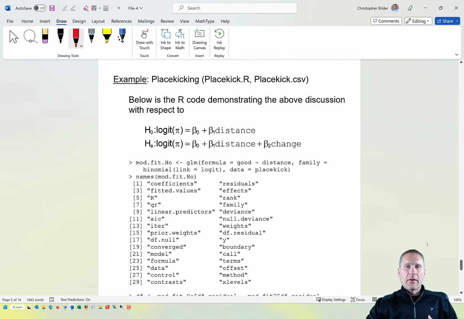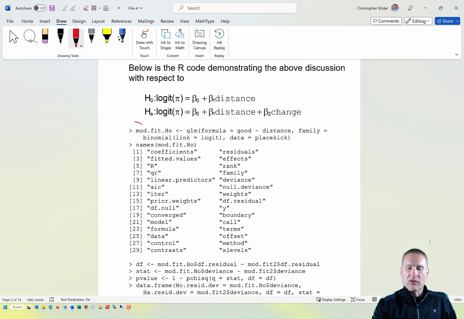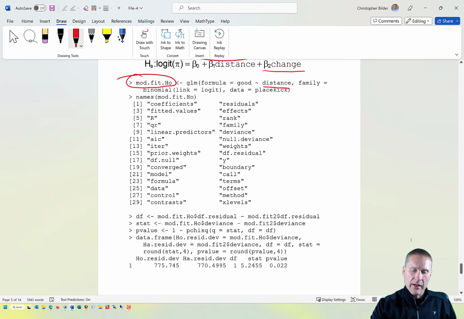For this particular example, I want you to take a look at it on your own. It tries to illustrate some of the concepts that I was just talking about, where I estimate a model here that has distance in it. This is my null hypothesis model. And then I have an alternative hypothesis model that has change. What I try to do in this particular case is extract the residual deviance from the full model and the reduced model fits, so that I can perform this test by using the actual necessary equations.